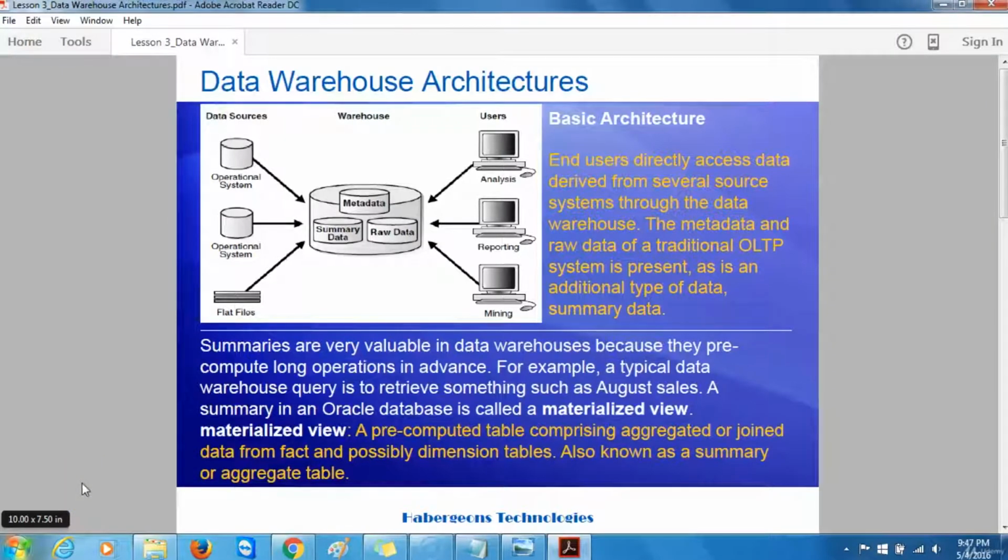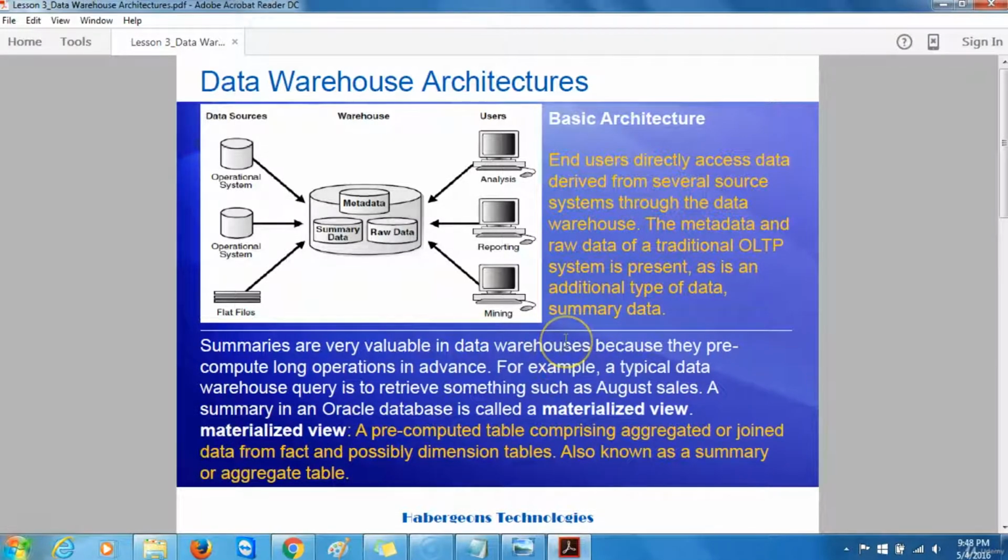Data warehouse architectures. Data warehouses and their architectures vary depending upon the specifics of an organization's situation. There are three common architectures. The first one is the basic architecture. The second one is an architecture with a staging area. And the third one is with a staging area and data marts. Let me start by explaining the basic architecture.